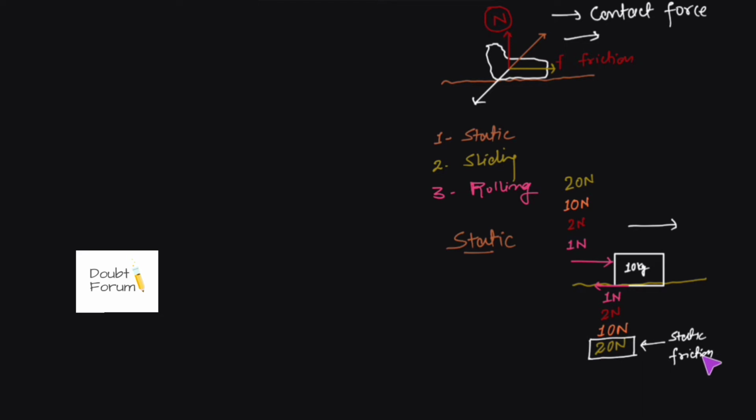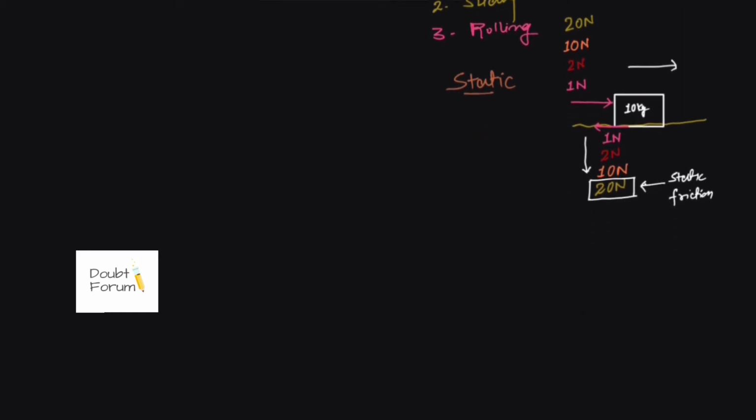So static friction is the friction which is applied by the surface on an object when there is a tendency for the motion between the two objects, but the actual motion has not started. And the static friction would have a variable value. Its value would adjust itself according to the external force applied up to certain limit. Next is sliding friction.